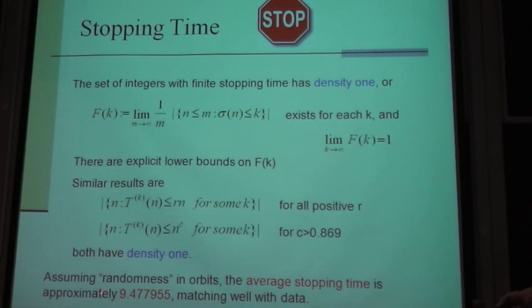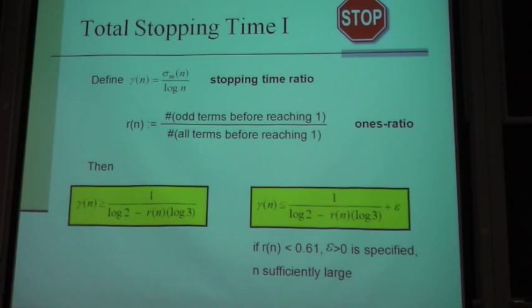So you would expect, on average, it takes this many steps to get below where you started. If we could prove that all numbers had a finite stopping time, then by induction you would be done, because you get a finite number of steps below and you just keep going down. Everything has to get to 1. But this is only assuming a certain kind of randomness is built in.